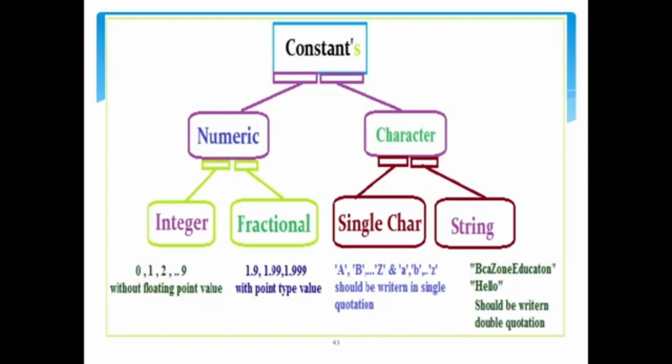And what are the constants? Basically, there are two types of constants: numeric and character. Numeric constants are of different types: integer and fractional. Integers are single-digit numbers like 0, 1, 2 till 9. Fractional are those like 1.9, 1.99, etc. Here you will not have any floating point value in integers; here you will have floating point type values. And character constants: as I said, there is a single character and there is a string. A single character is a single alphabet written in single quotation, and strings are in double quotations.